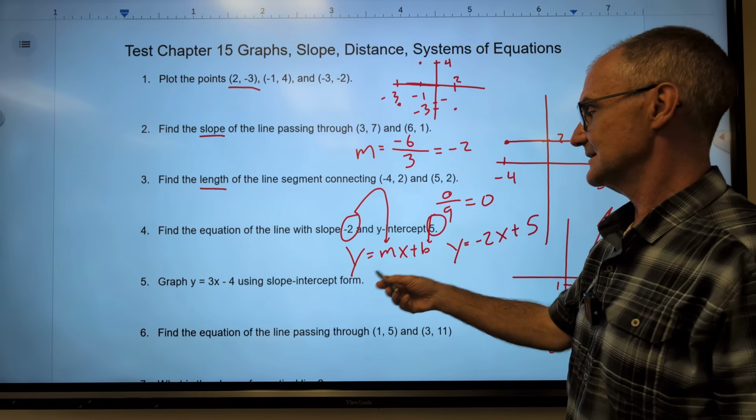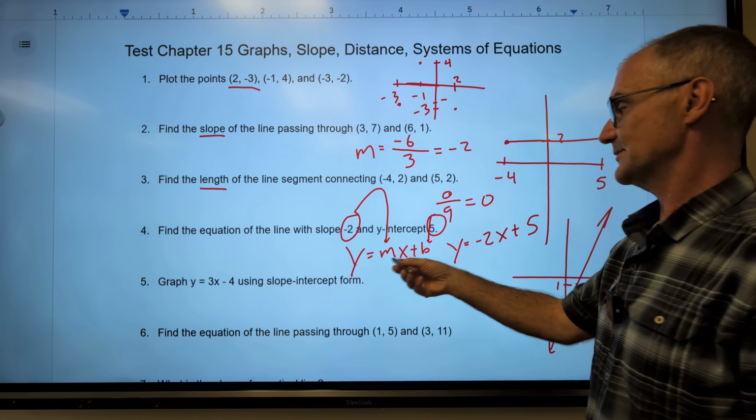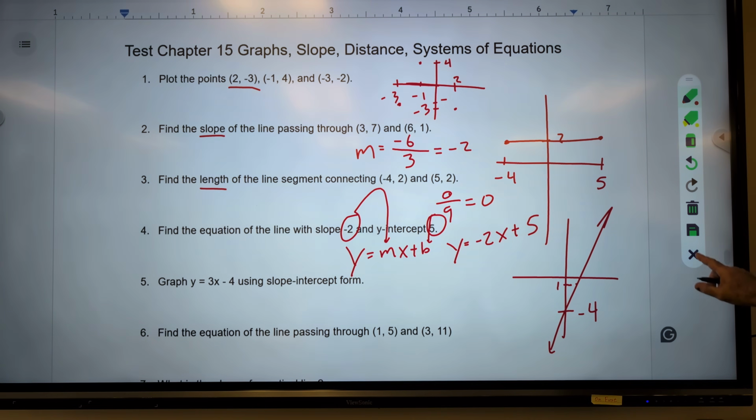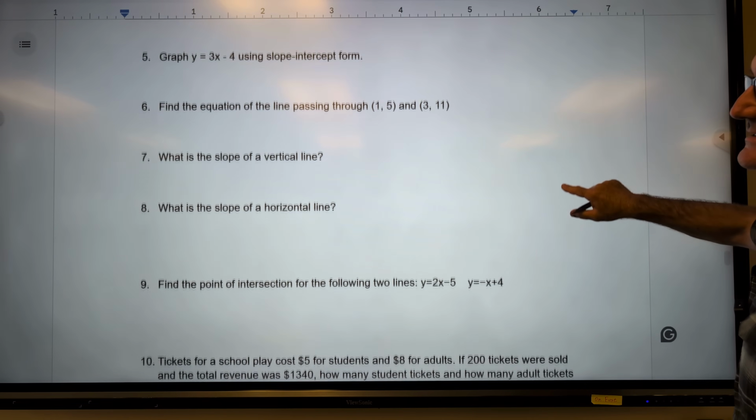Slope-intercept form, again, is slope-intercept, mx plus b. Let's move this up to number 6.